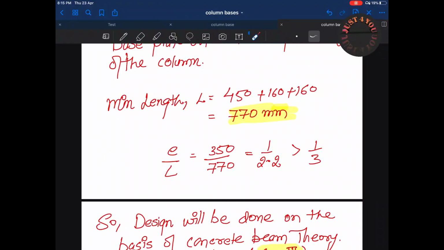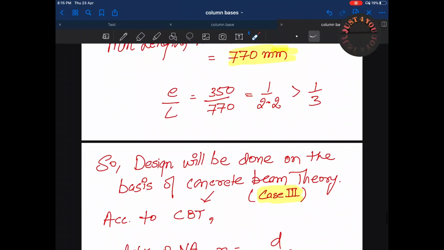Now we will calculate the e by L ratio. So the e value is 350 and the length is 770. We get 1 by 2.2, which is obviously greater than 1 by 3. So it becomes your case 3.